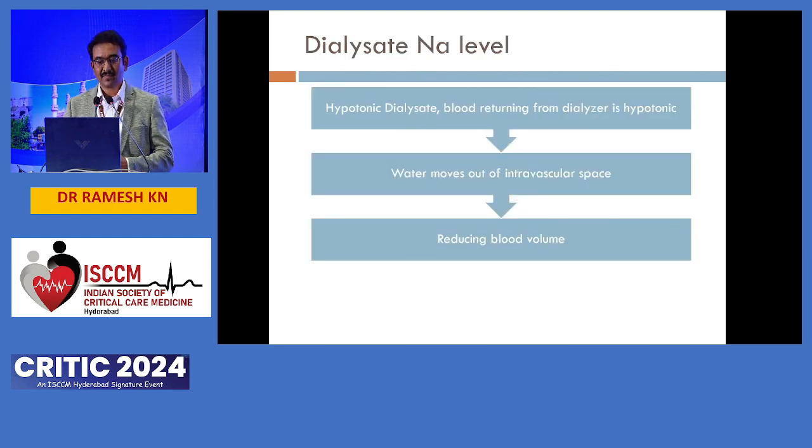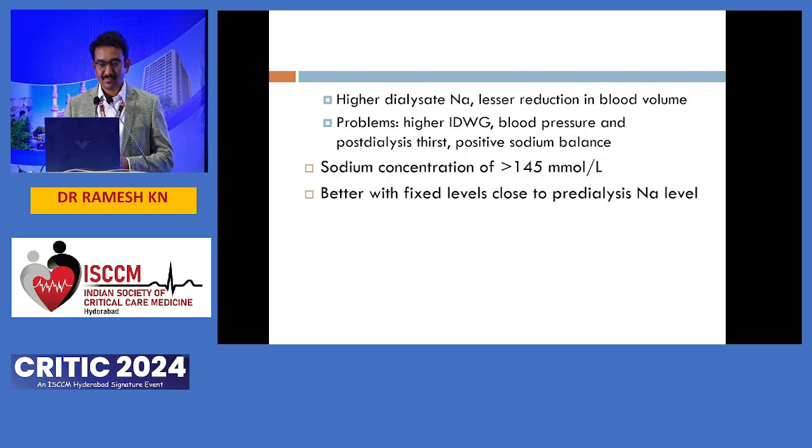Dialysate sodium will decide the tonicity of the blood. If you are using hypotonic dialysate, the blood returning after dialysis will also be hypotonic. So the water moves from the intravascular space into the interstitial space, leading to intravascular depletion and hypotension. So it is better to maintain the sodium level in the dialysate solution at least 140 to 145, or the pre-dialysis patient sodium level, so that the fluid shift will not occur and it will not cause hypotension.